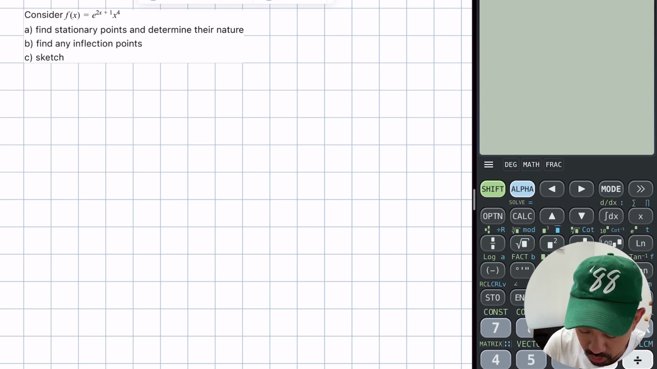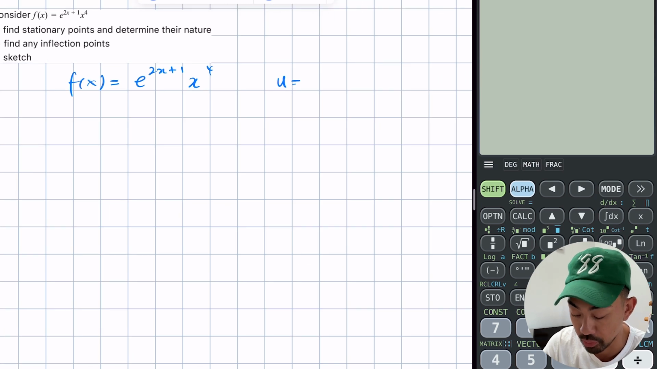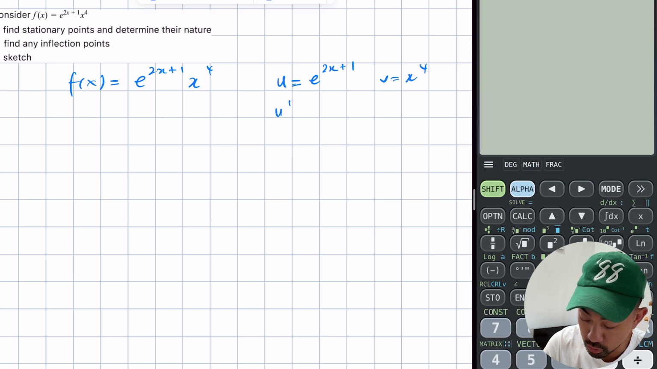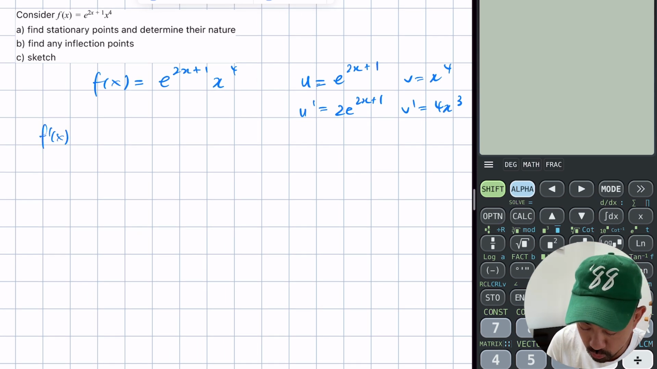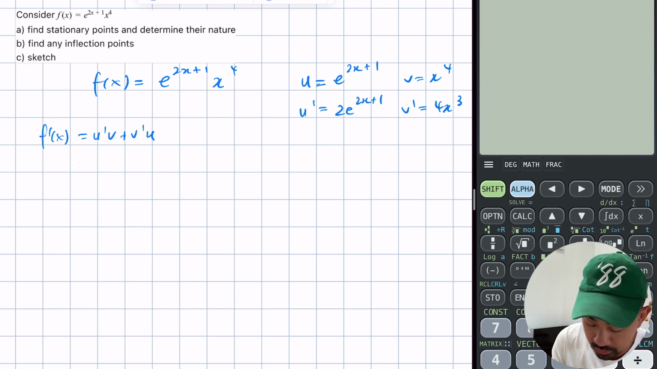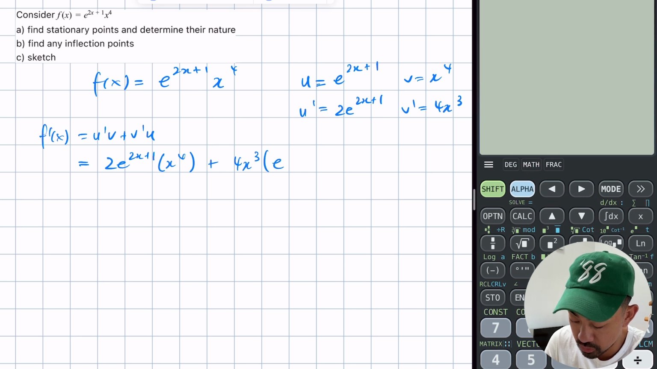So f of x is e to the 2x plus 1, times x to the 4. So I know that I need to use the product rule. u is e to the 2x plus 1 and v is x to the 4. So u dash will be 2e to the 2x plus 1 and v dash will be 4x cubed, like so. Now f dash of x will be u dash v plus v dash u. Now u dash is 2e to the 2x plus 1, v is x to the power of 4, plus v dash is 4x cubed, and then u is e to the power of 2x plus 1, like that.